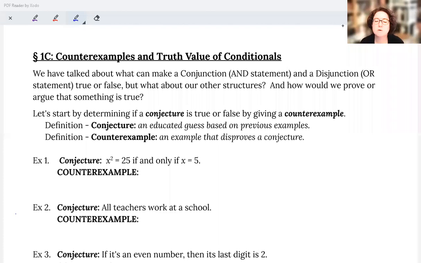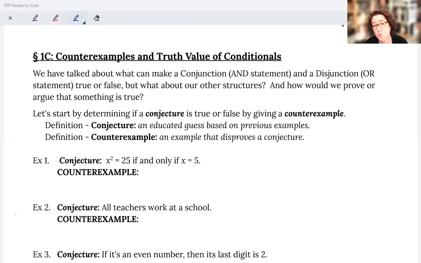In today's video, we're going to look at counterexamples and truth values of conditionals. So in last lesson, we looked at the different variations of conditional statements. We talked about converse, inverse, contrapositive, and biconditional related conditional statements. But we haven't yet talked about whether or not we can know if these are true or false statements, kind of like what we did with our and/or statements. And so to do this, we'll have to start looking at the actual meaning of what's in these sentences.